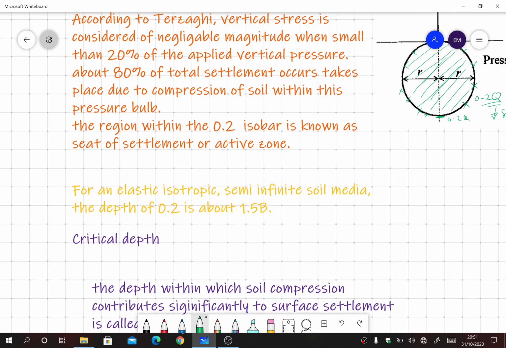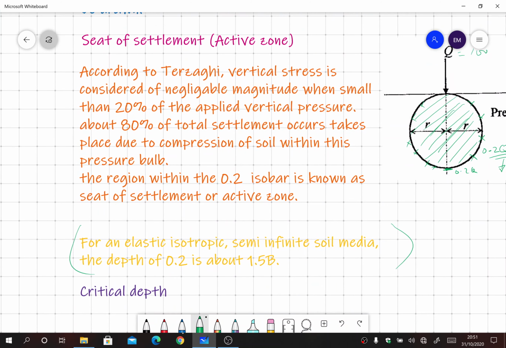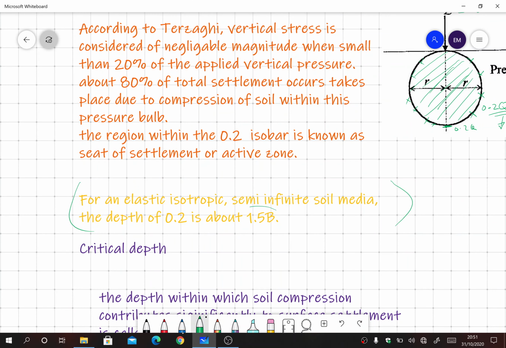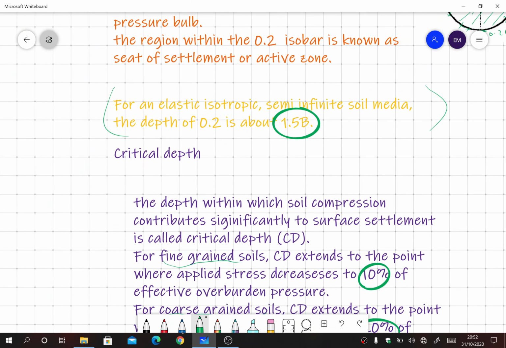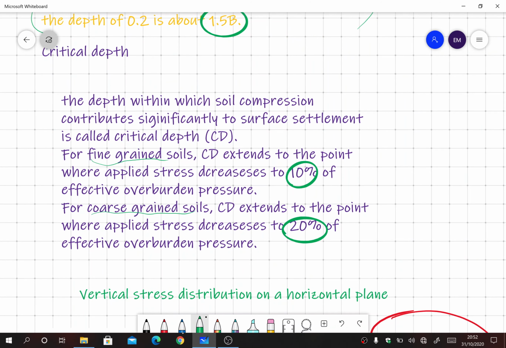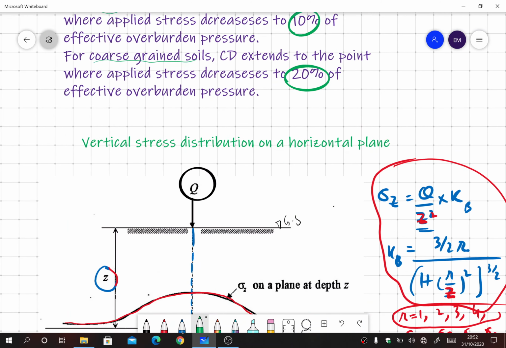And lastly, for elastic isotropic semi-infinite soils, the active zone, or the critical depth, the seat of settlement is up to 1.5 B. Okay, if B is the width of the footing, if we go 1.5 B, that will be the point where the stress is equal to 0.2 Q. So this is important to remember: the seat of settlement, that is up to 0.2 intensity of the applied stress, is at a depth of 1.5 B. And a different thing is critical depth, which is 10% of effective overburden stress for fine grained soils and 20% of effective overburden stress for coarse grained soils.